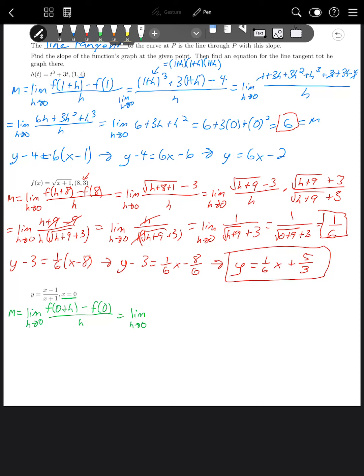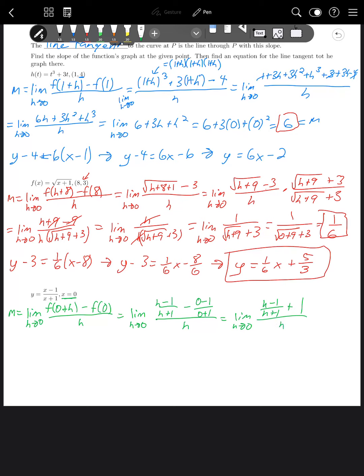So we'll plug in 0 plus h, which is just h. So this will be h minus 1 over h plus 1. And then we find f of 0. So 0 minus 1 over 0 plus 1, all over h. So that's the limit as h approaches 0 of h minus 1 over h plus 1, negative 1 divided by 1 is negative 1. 1 minus 1 is 1. So this would be positive 1 over h.